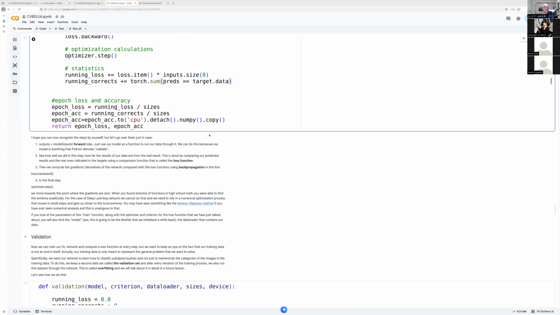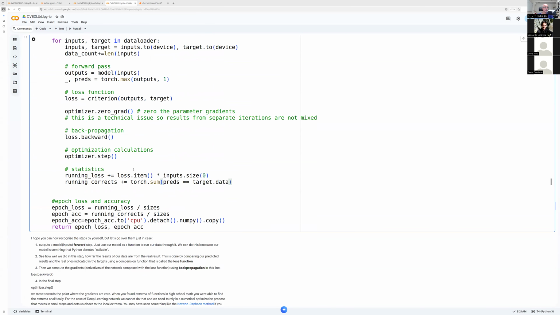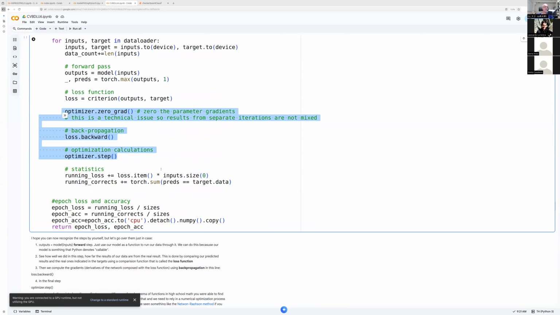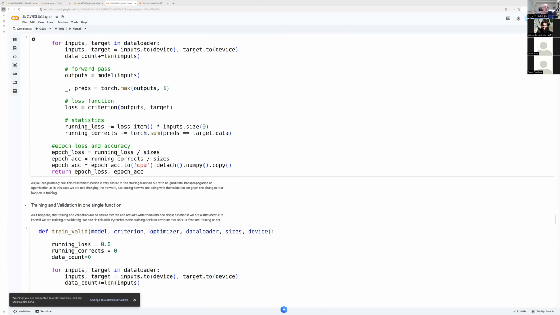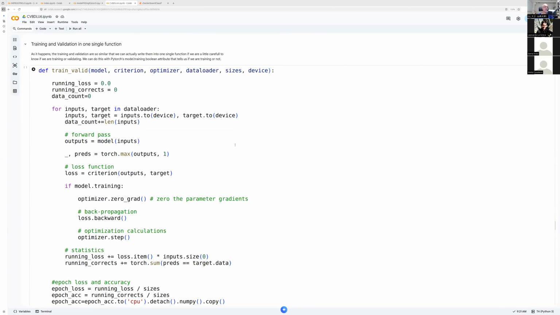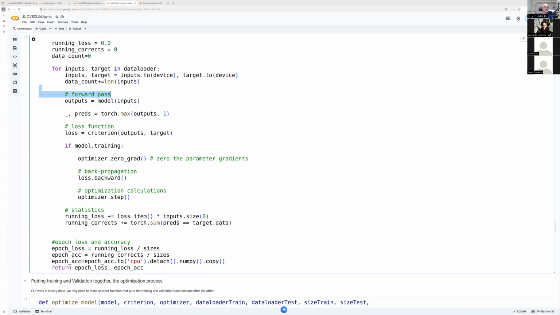Okay, for the training set, I do use the optimizer to change the values of the model. For the validation set, I don't do that. Okay, and here we even fused the two into one single function. Because they have the same structure, we do one function, and if I'm doing training, I do this last part, and if I'm not doing training, I don't. Okay.